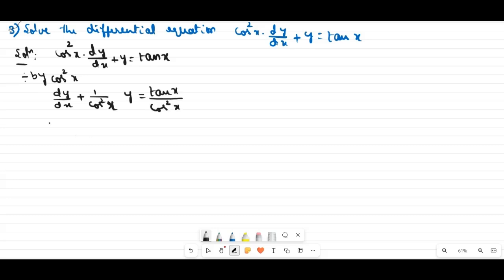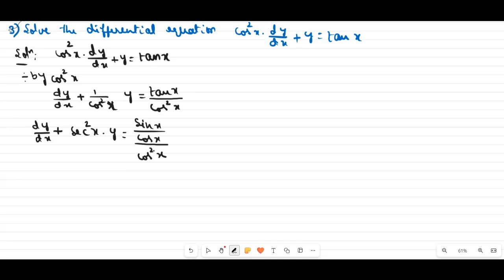Now see here, dy by dx. Let me simplify this further. 1 by cos square x, we can write that as secant square x into y. And then tan x. Tan x can be taken as sin x by cos x, whole divided by cos square x. So see what it becomes actually, tan x is sin x by cos x. So 1 by cos square x, that whole divided by cos square x.